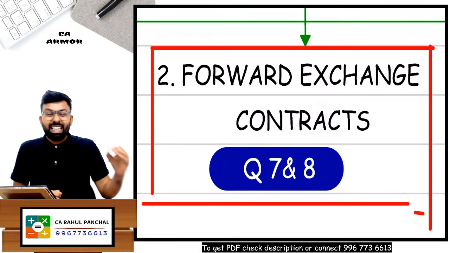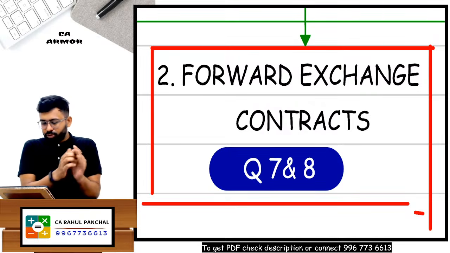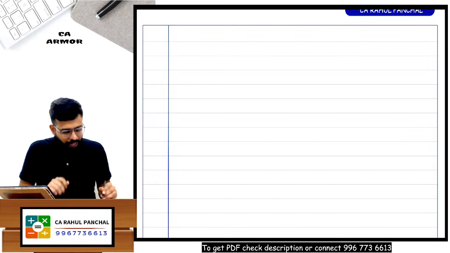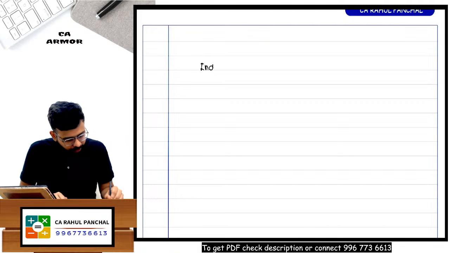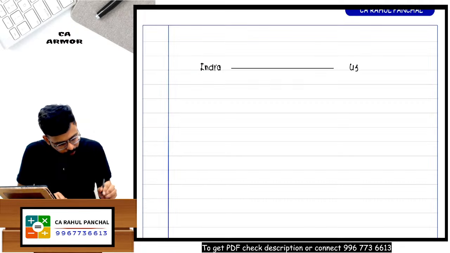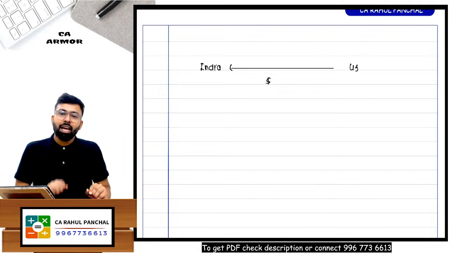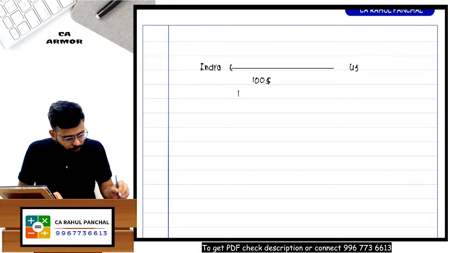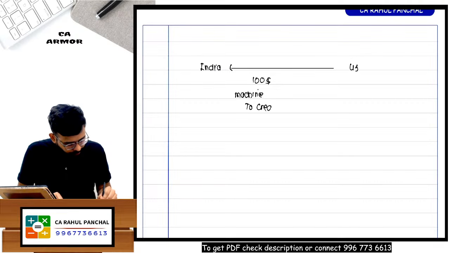Foreign forward exchange contracts. Sir, what is this forward exchange contract? Let us understand. Let us say I'm in India. Try to understand this. I purchase goods from the US, so it is in dollars. I have to pay $100 to that fellow because I have purchased the goods or the machinery. So I have passed the entry: machine account debit to creditor.